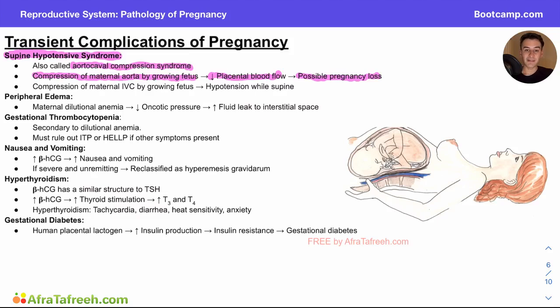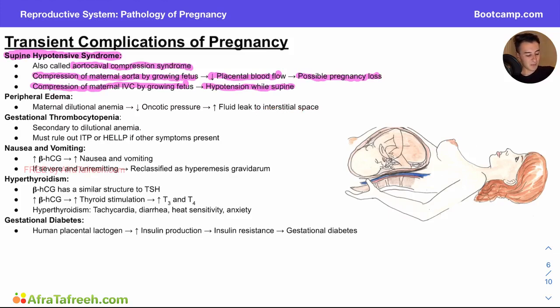And then we also have compression of the inferior vena cava, which is largely going to affect the symptoms of the pregnant person. So as the inferior vena cava is responsible for preload and things like that, if it's being pressed on, we're going to get hypotension because we're not going to get enough blood flow back to the heart. So let's review: compression of maternal IVC by growing fetus leads to hypotension while supine. So this is a really interesting physiology that is unique to pregnancy, and it is unique to the supine positioning.